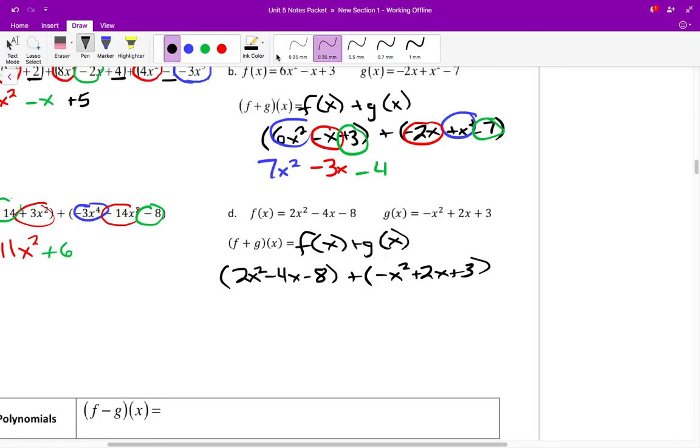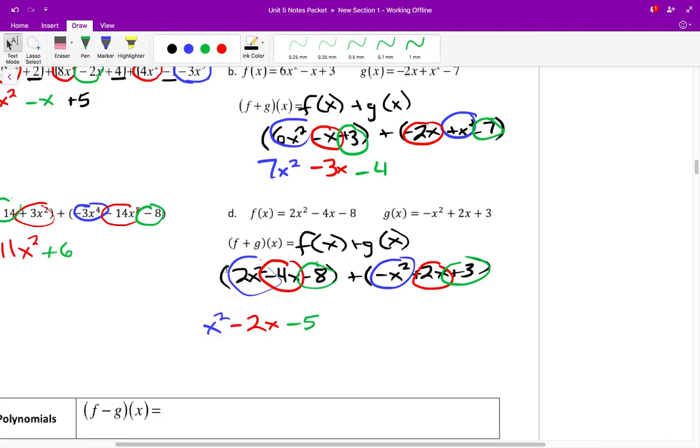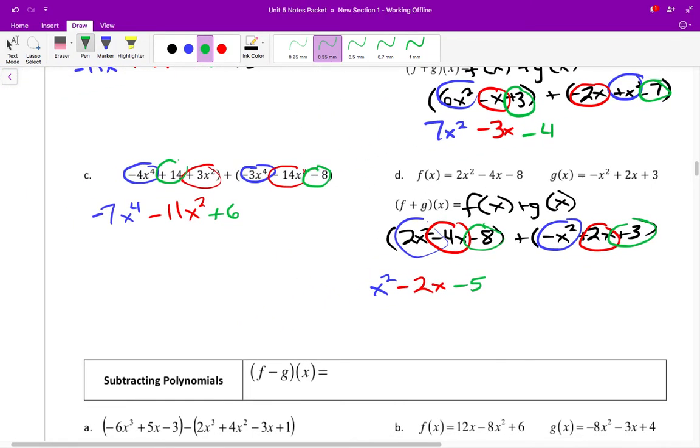And now let's start to look to see if we've got some common terms that we can combine together. Starting with our highest degree, so starting with 2x squared. 2x squared, negative x squared would combine to just be a positive 1x squared. Next, let's look at our linear terms. So we've got a negative 4x, a positive 2x. Those would combine to be a minus 2x. And then let's look at our constant terms. We've got a minus 8 and a positive 3. Those would combine to be a minus 5. Okay, so check yourself. C was negative 7x to the fourth minus 11x squared plus 6. D was x squared minus 2x minus 5.